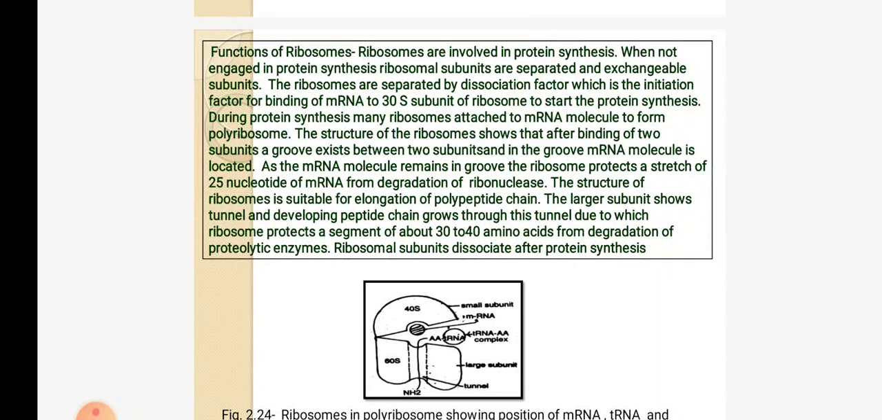The figure represents ribosomes in a polyribosome showing a portion of mRNA, tRNA and the tunnel for the polypeptide chain.